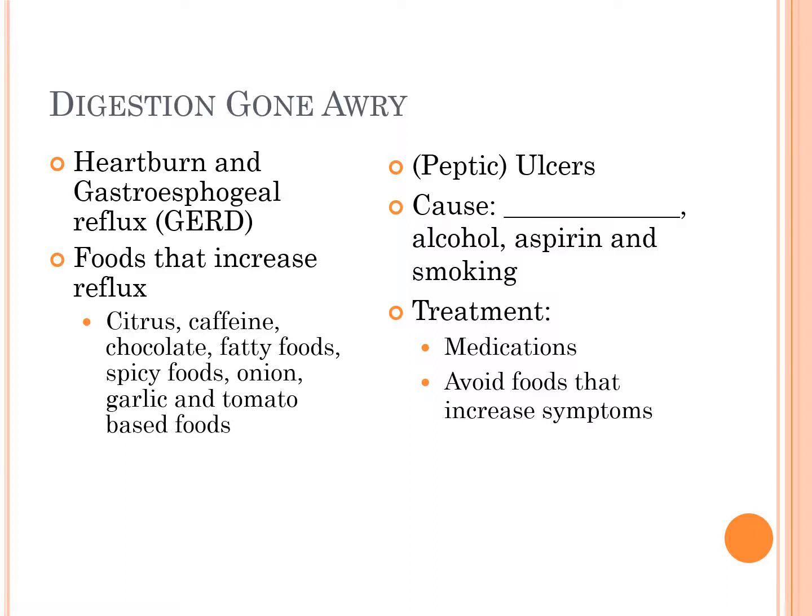And it actually is the infection with this bacteria that causes the mucous membranes to break down and leads to the development of the ulcer. Conditions that certainly promote this are alcohol consumption, aspirin, and smoking. So the treatment that we see for the peptic or the gastric ulcer is going to be medications.